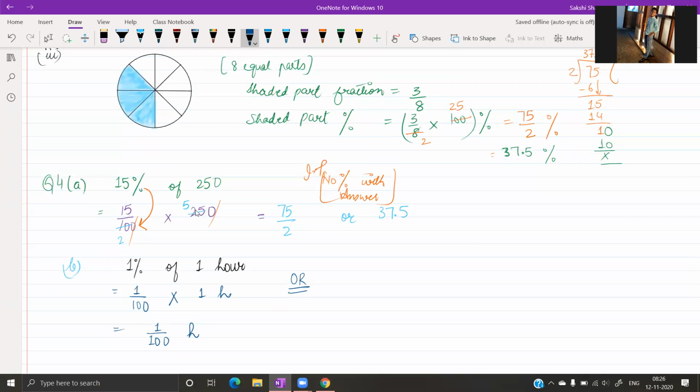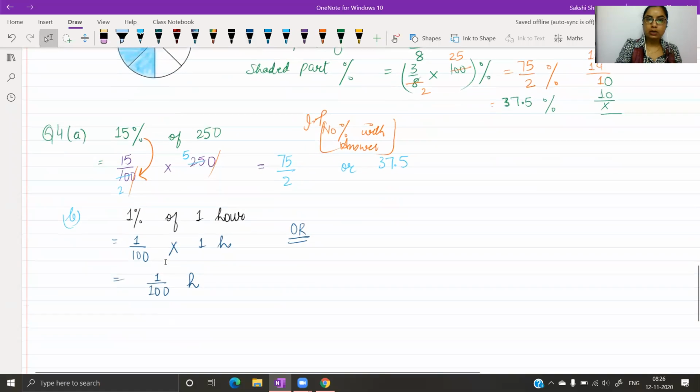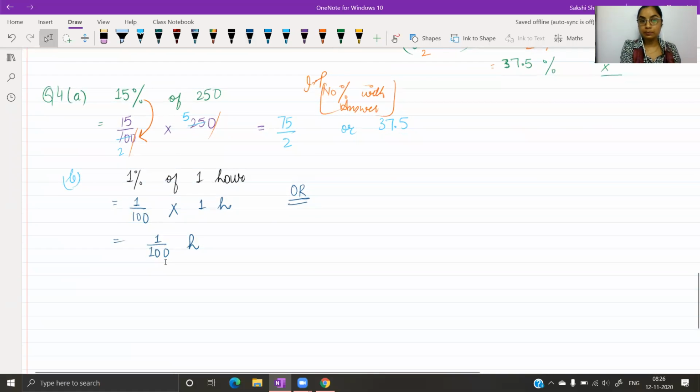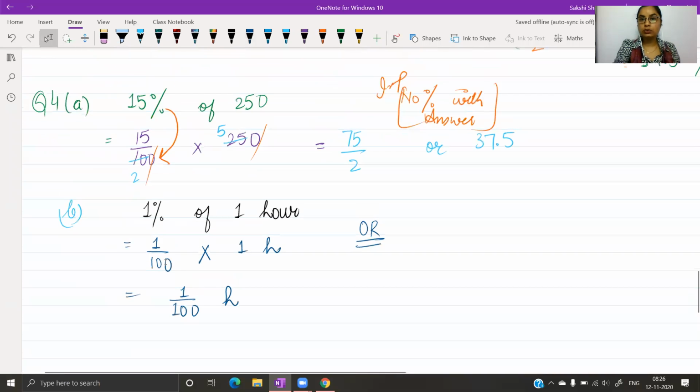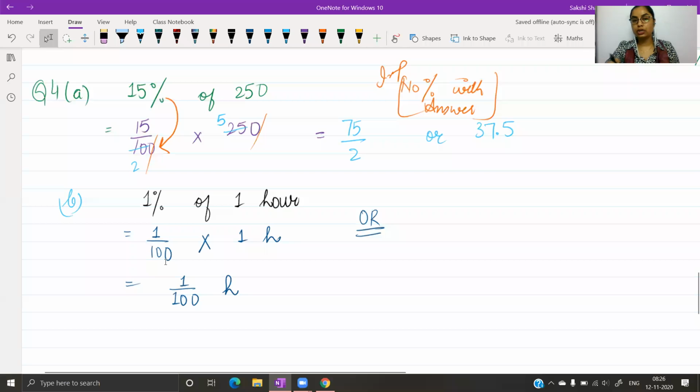Ma'am, done. So when you are doing a question like this, where there is no simplification, like over here, 1% of 1 hour, there is no simplification. The answer is as such. You have the choice. You can change this 1 hour into smaller units. So the time given to you is 1 hour. You can change it into smaller units, which are minutes or seconds.